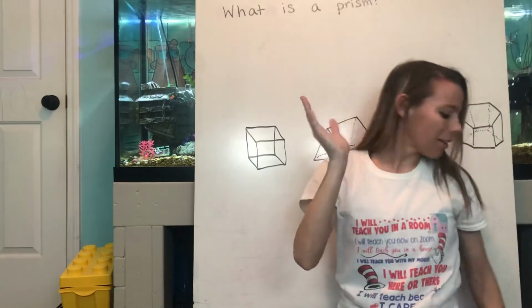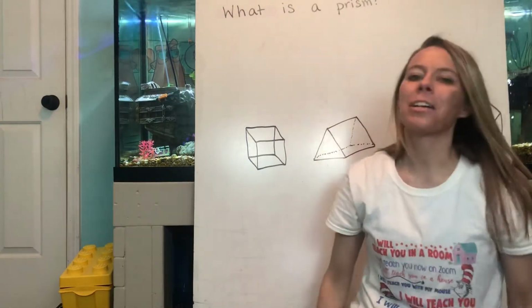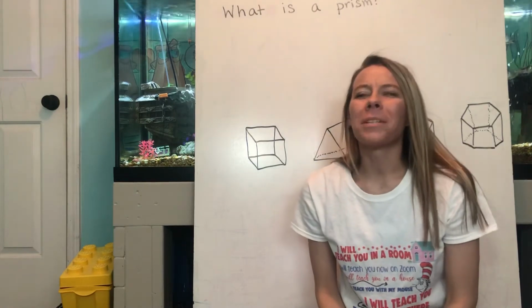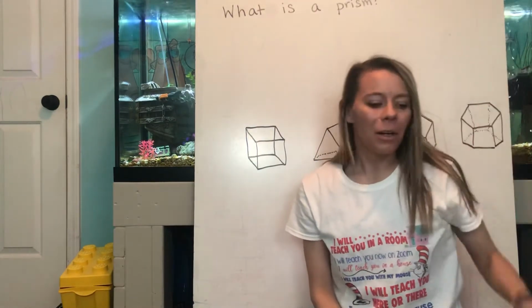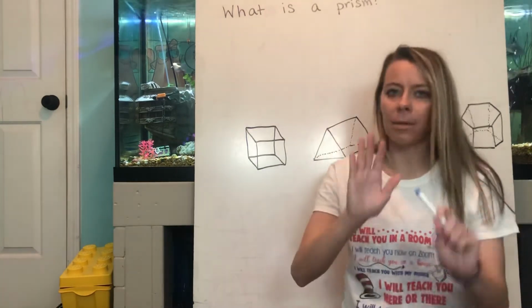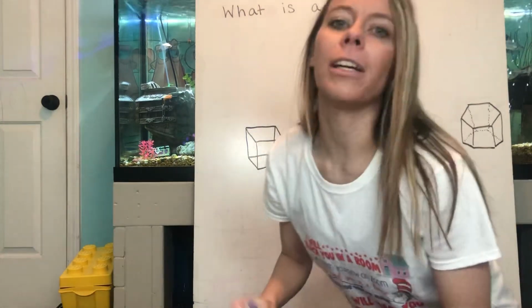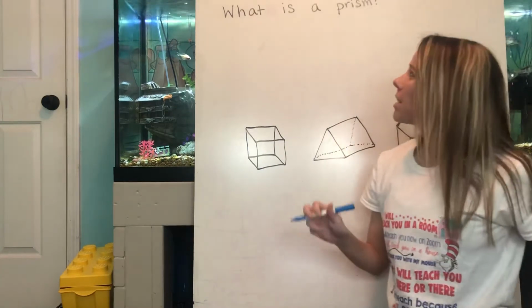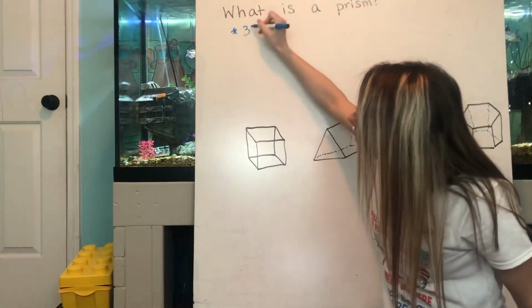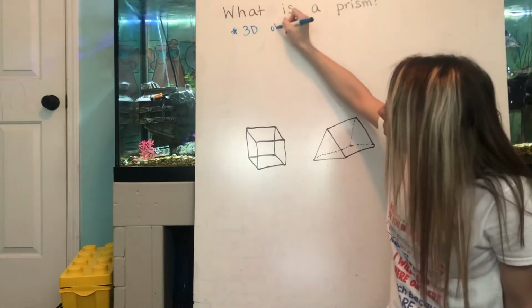Geometry and algebra kiddos. Today we're going to be talking about what is a prism. A lot of people think of prism and they think of the shiny reflection on the wall, but a prism in geometry is, this is the Miss Brown version, you can Google it and get a different definition, but I'm just going to put what I think of. It is a 3D object.